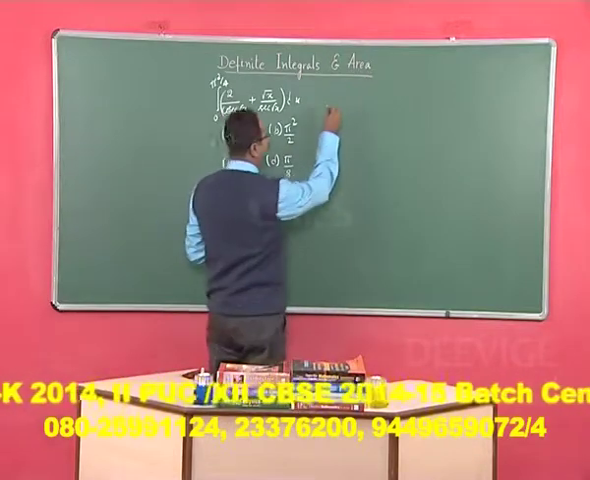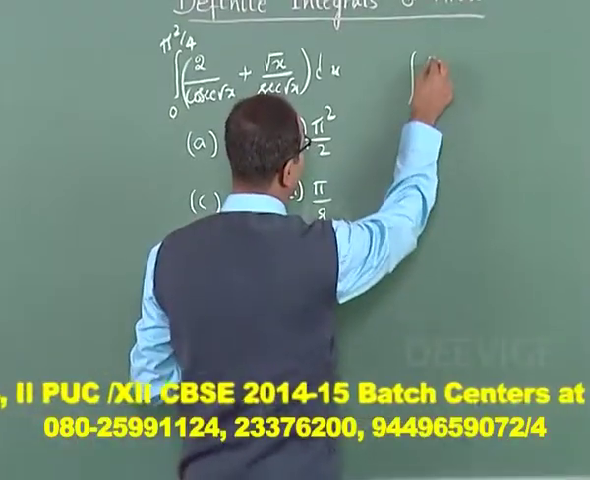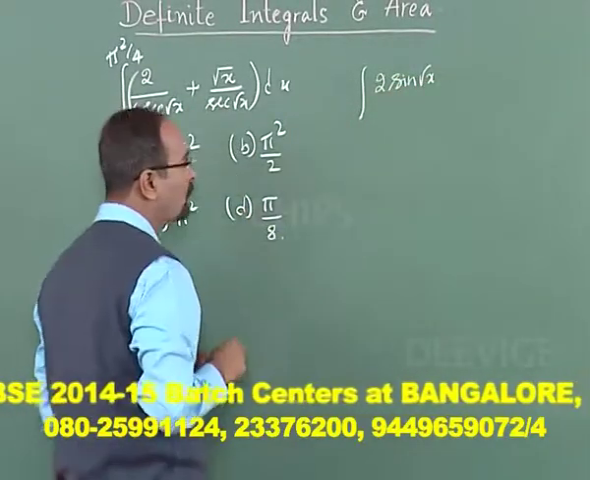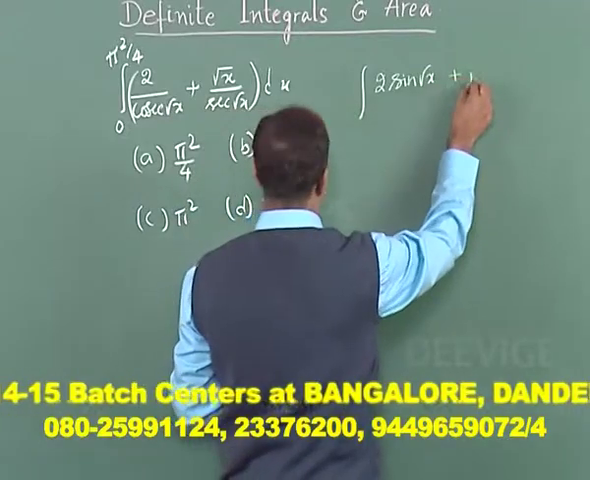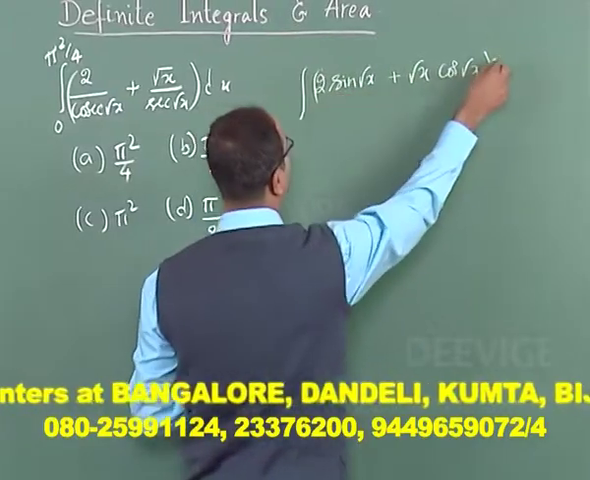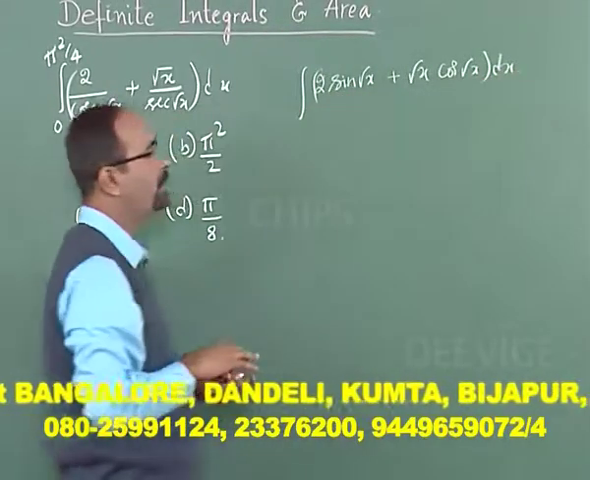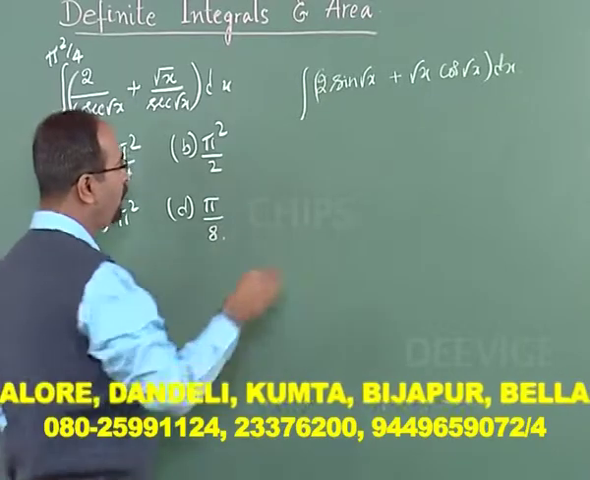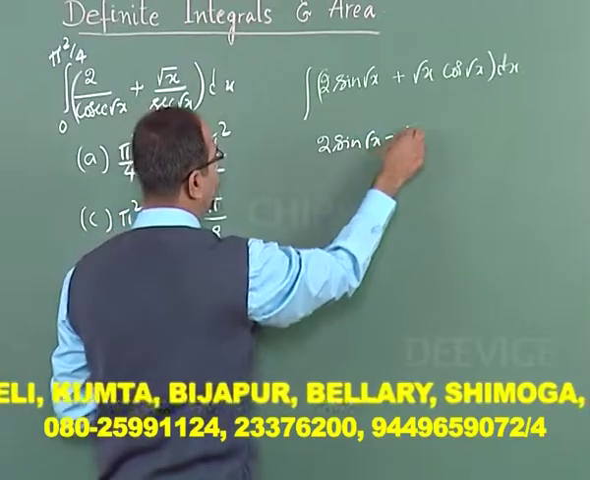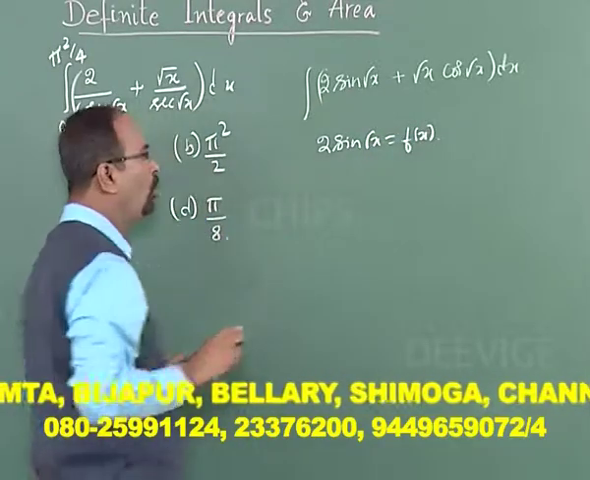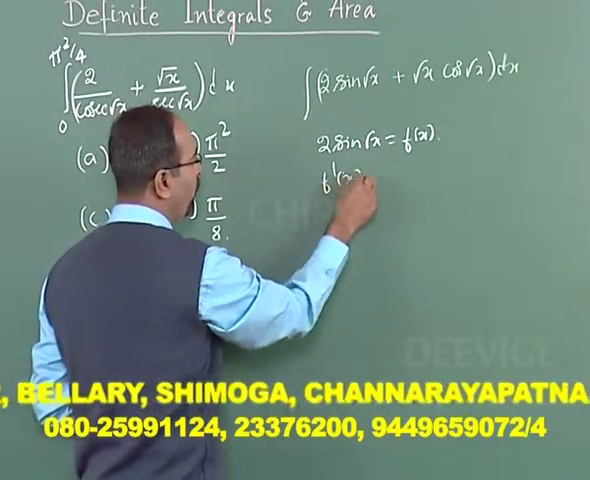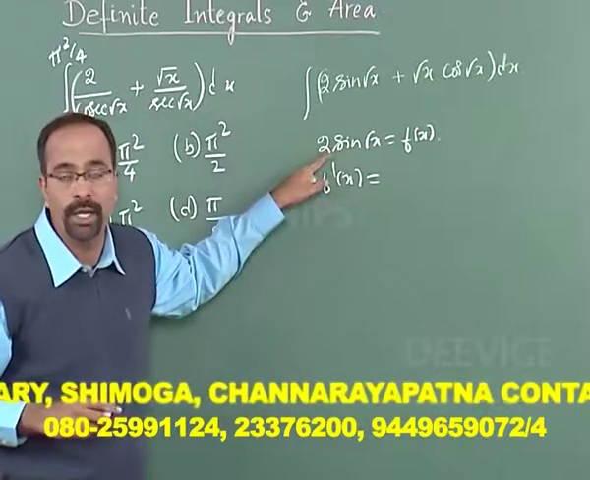Now look at this. You can rewrite this as 2 sin root x, of course 1 by cosecant root x is sin root x, plus root x cos root x dx. How to integrate this is the question. For the time being, consider 2 sin root x as f of x. 2 sin root x is f of x. Then what is f dash of x?